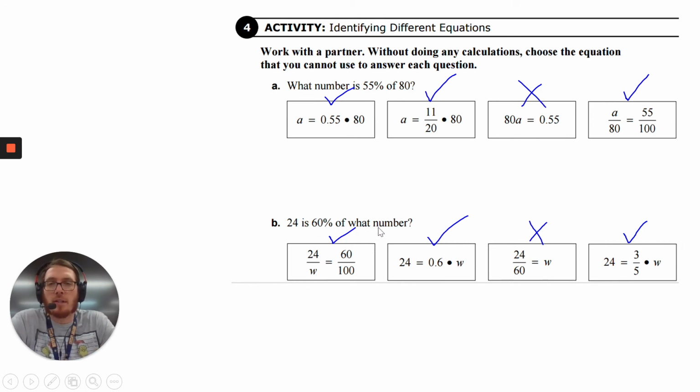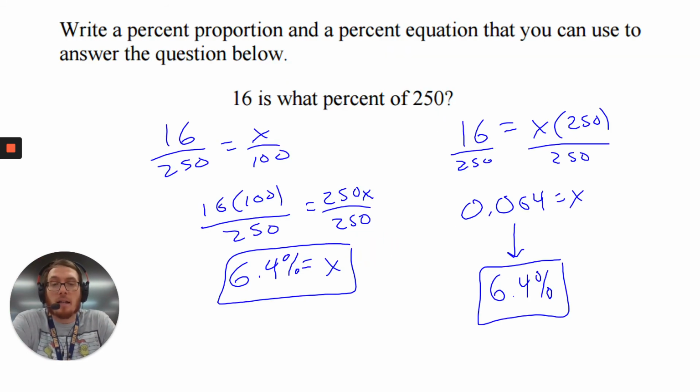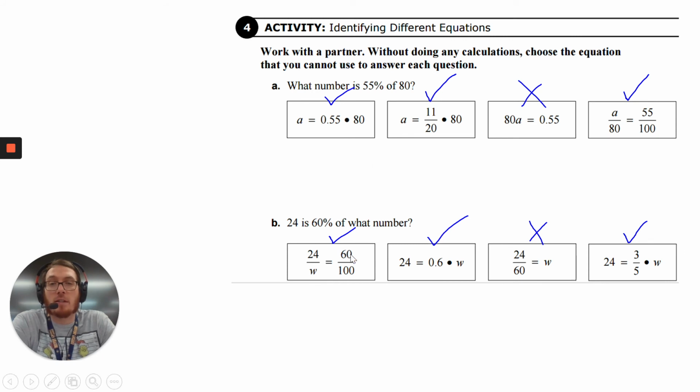24 is 60% of what number? Again, the percent proportion is the one you're probably most familiar with. 24 is the part out of something. I don't know what it's out of, and that's one way to write it. And then that equals 60 over 100. The second one is the percent equation: 24 is equal to 60% of that number, and that's why it's 0.6 times that. Or similarly, the last one is 3/5, because that's 60 out of 100 as a simplified fraction.